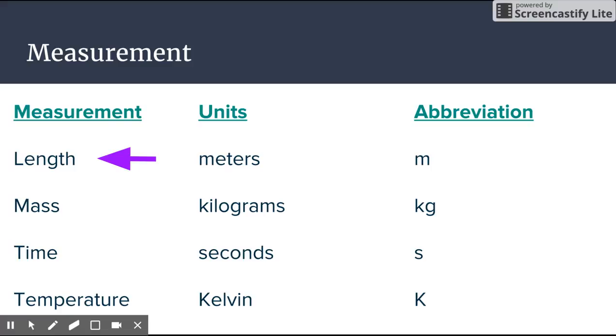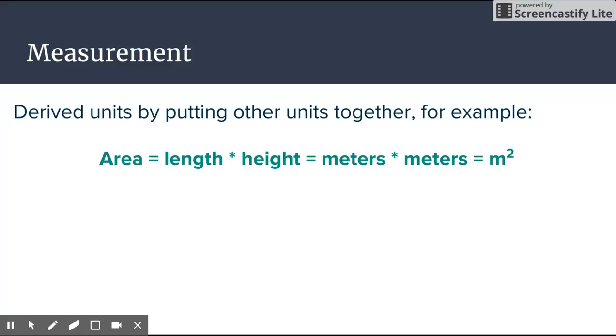Here are 4 base units we use in science. Length, which is in meters, the abbreviation is m. Mass, we measure in kilograms, and the abbreviation is kg. Time, which is seconds, and we abbreviate it with an s. And lastly, temperature, which is measured in Kelvin, and the abbreviation is a capital K. This is perhaps a little new to you compared to Fahrenheit we use here and Celsius, many other places worldwide.